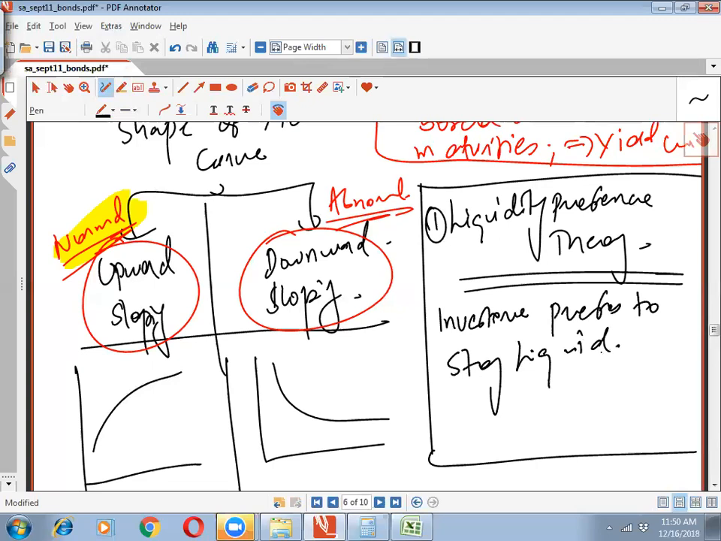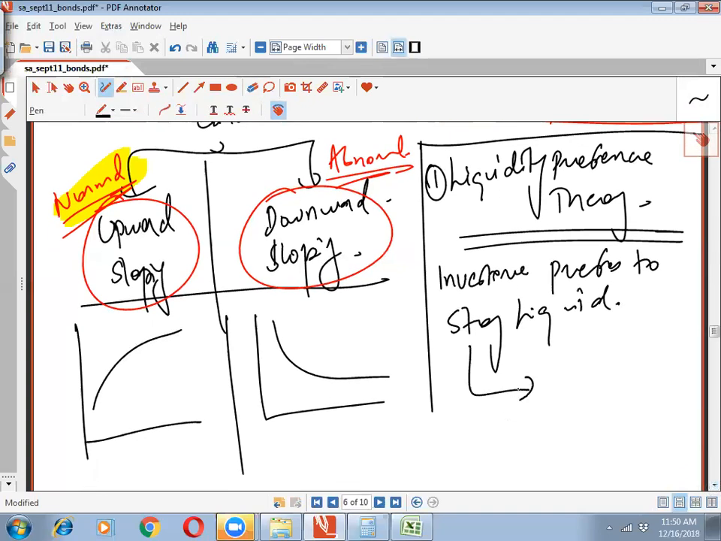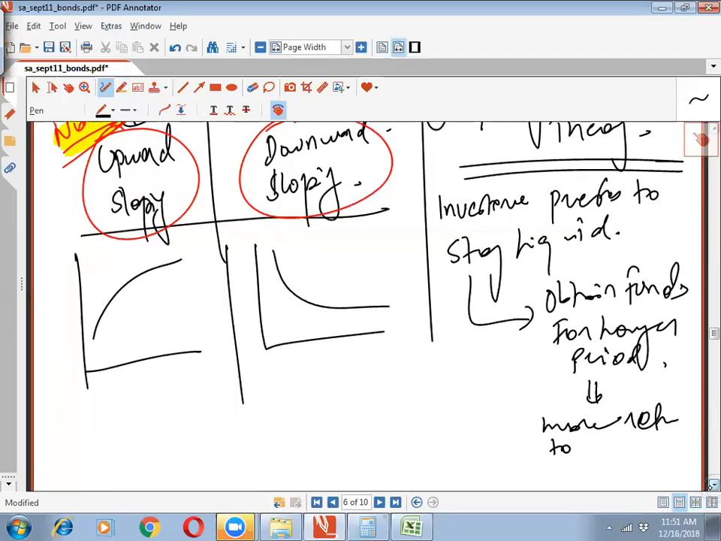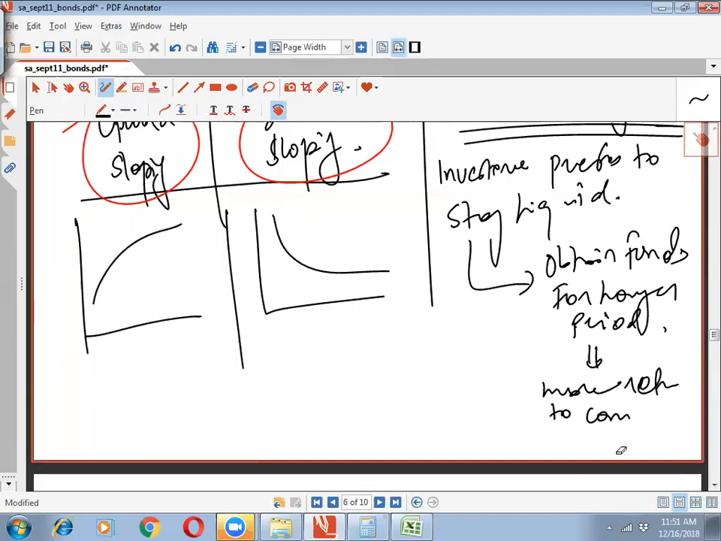Now, if the investor prefers to stay liquid, what exactly do you mean by that? If the investor prefers to stay liquid, that means if you obtain funds from them for a longer period, they would want more return to compensate, to encourage them to forego liquidity.